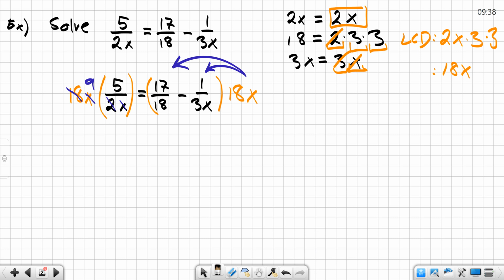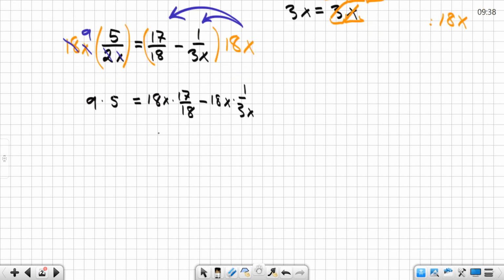So let's write down what we have at this point. On the left side, I will have 9 times 5. The 2x cancels out. All of this is going to be equal to, well, let's write down this step: 18x times 17 over 18. And you see already what is going to happen. The negative sign stays. 18x times 1 over 3x.